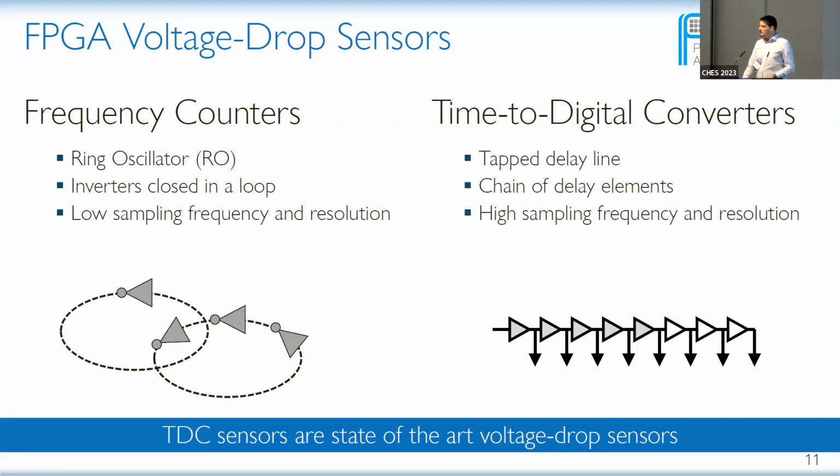So the current state-of-the-art voltage sensors are divided into two groups. One are frequency counters and the other are time-to-digital converters. Frequency counters are basically ring oscillators where we have an odd number of inverters in a loop. Because inverters are implemented using lookup tables in FPGAs, these are very slow, so they have low sampling frequency and low resolution. While time-to-digital converters consist of basically a tapped delay line. It's a chain of delay elements, and because it can be efficiently implemented in FPGA, they have high frequency and resolution, which makes them state-of-the-art for power side channel attacks.